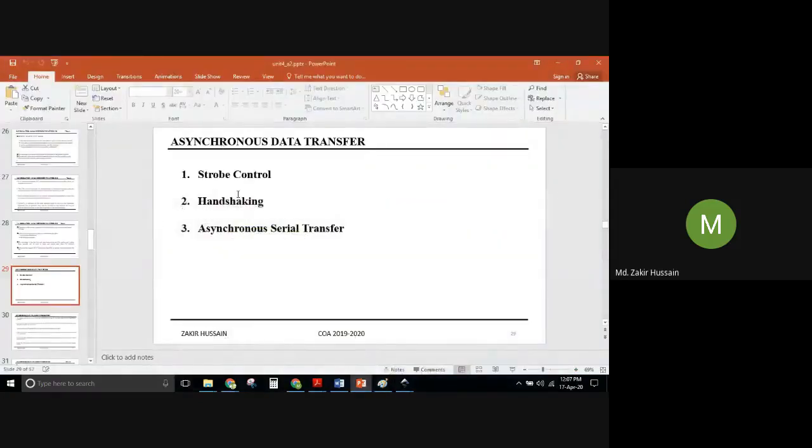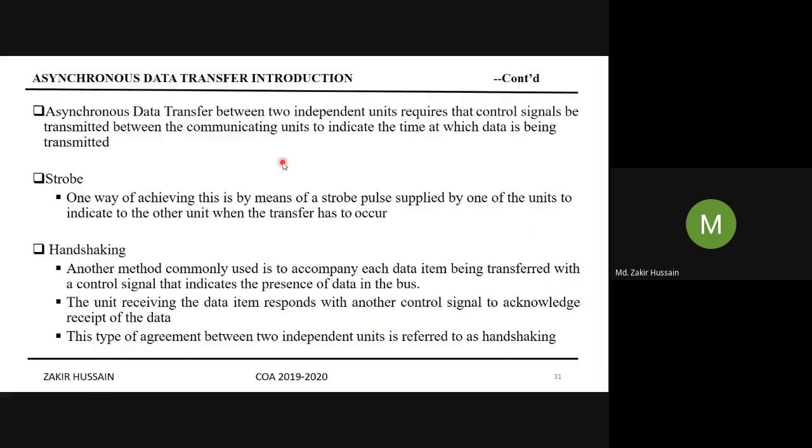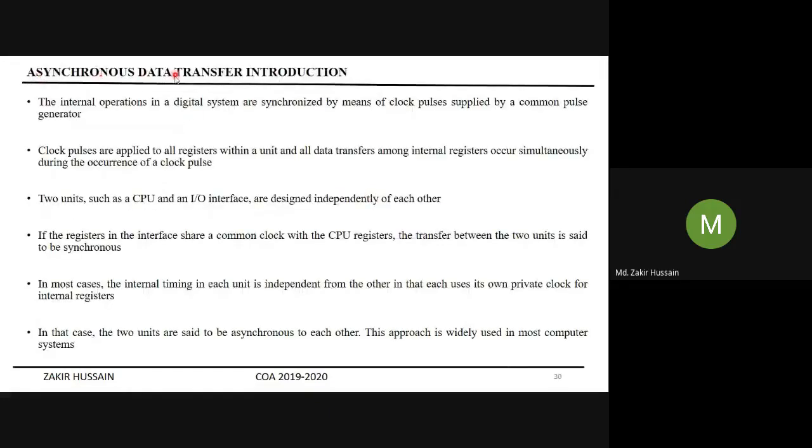So this is happening with the help of some mechanism. That mechanism is the strobe control mechanism, the handshaking mechanism, and the asynchronous serial transfer mechanism. So in this asynchronous data transfer, we are basically going to discuss what strobe control is all about. Before that, let us have an introduction to asynchronous data transfer.